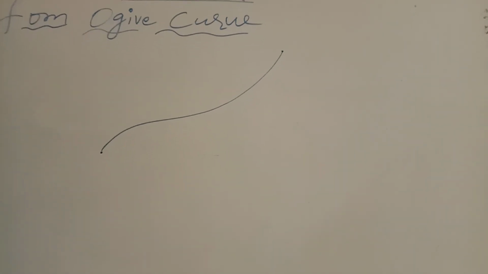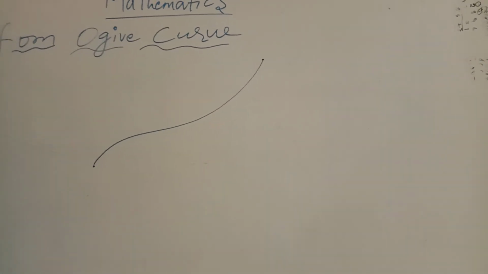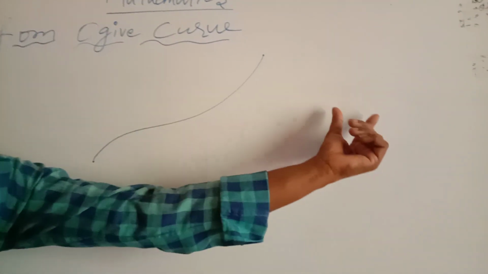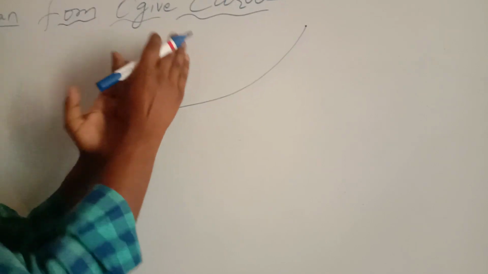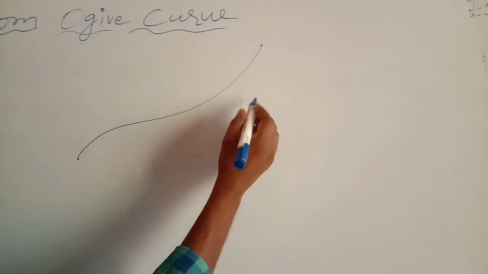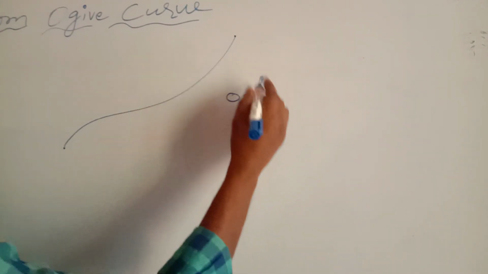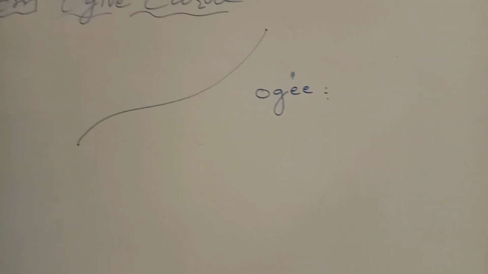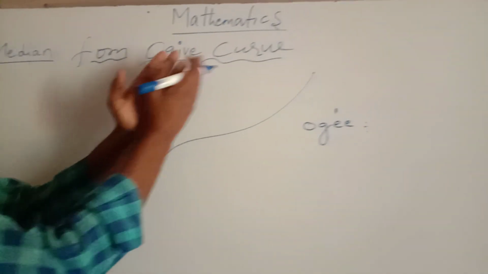The main question he will ask in examination for half a mark is: the word ogive is derived from which word? That means the word ogive is derived from ogee, O-G-E-E, ogee. So you can find out the median by using the Ogive curve.